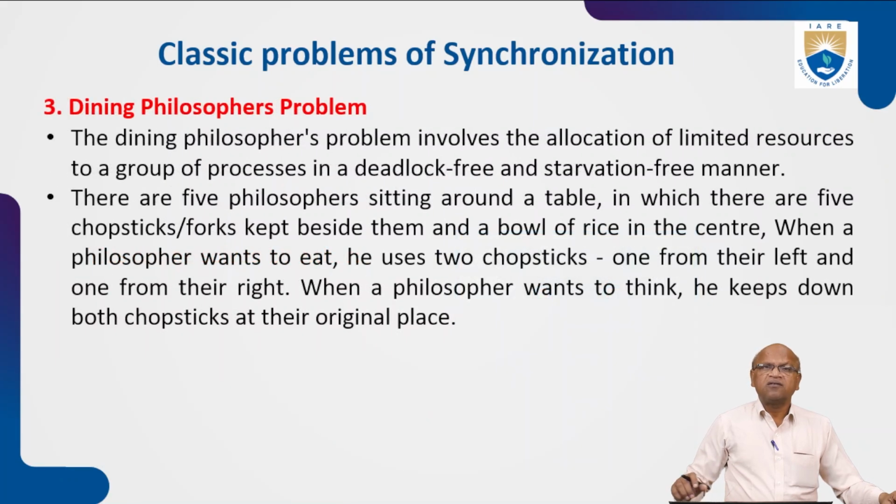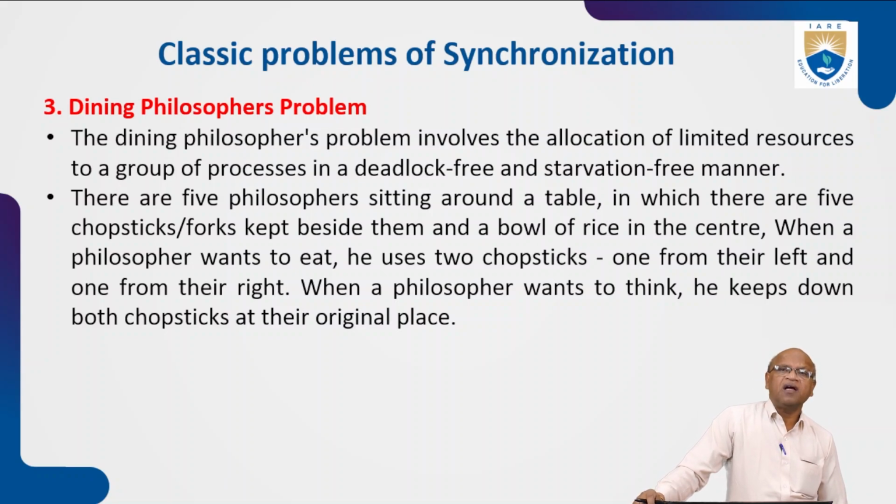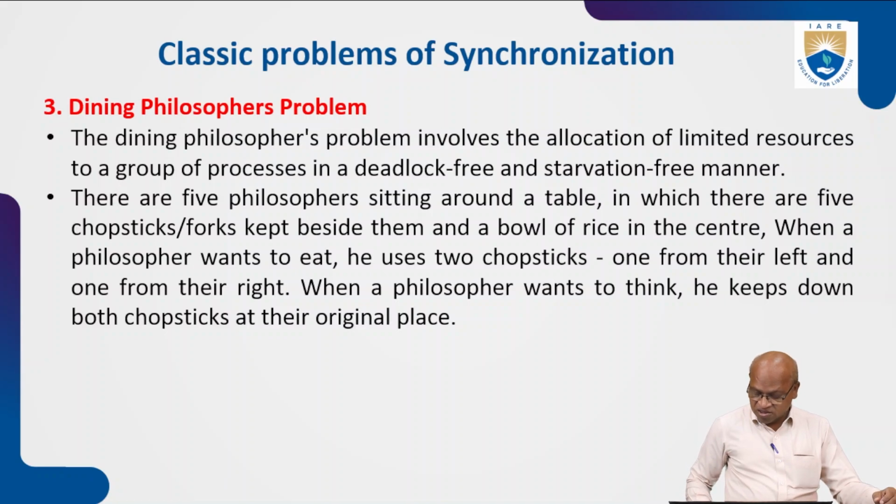In this one, there are 5 philosophers sitting around a table in which there are 5 chopsticks, or forks, kept between them, and a bowl of rice in the center. When a philosopher wants to eat, he uses 2 chopsticks, one from the left and one from the right. When a philosopher wants to think, he puts both chopsticks back at their original place. So these are the conditions.